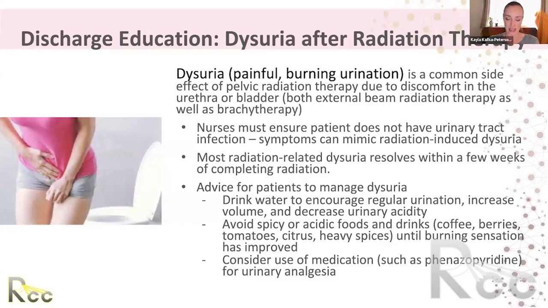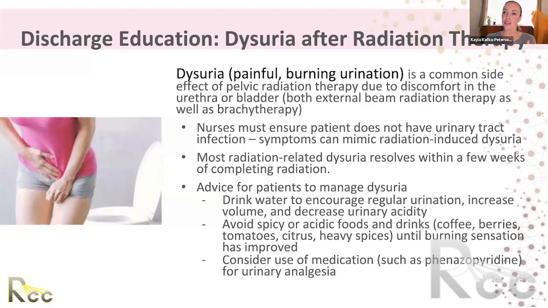If it's smelly, if it's cloudy, if they're trying to pee and they only go little bits at a time, those are signs of a UTI. We want to make sure they don't have a UTI. Most of the time, they don't have a UTI, but we don't want to forget and just assume it's from radiation.